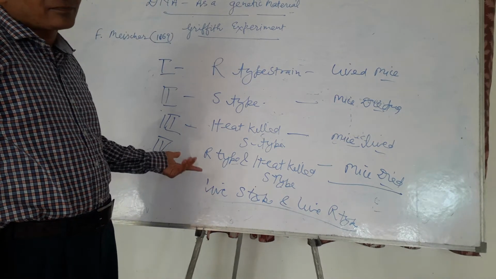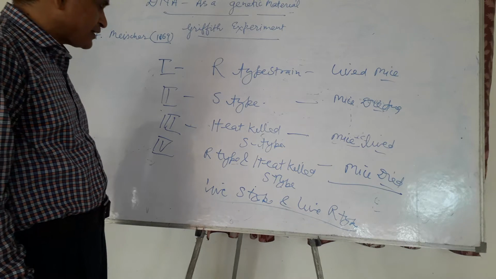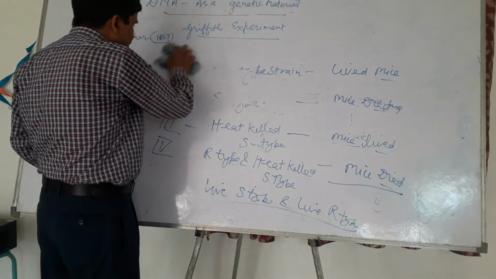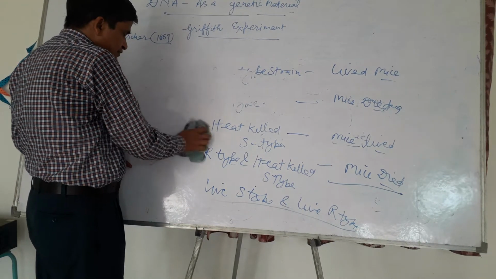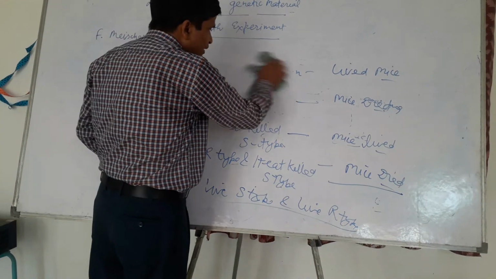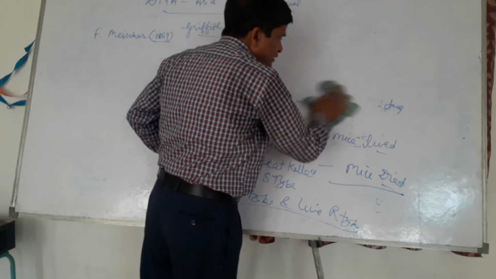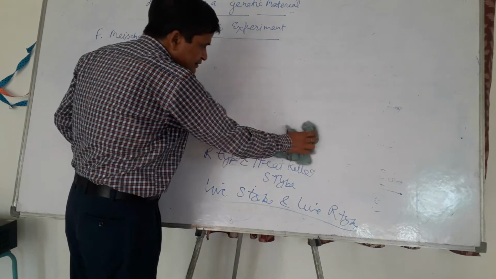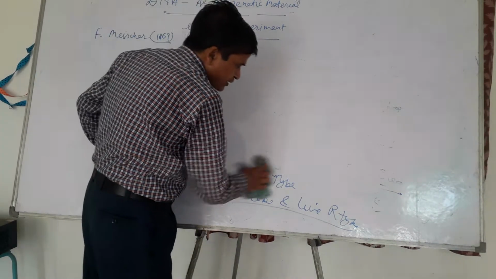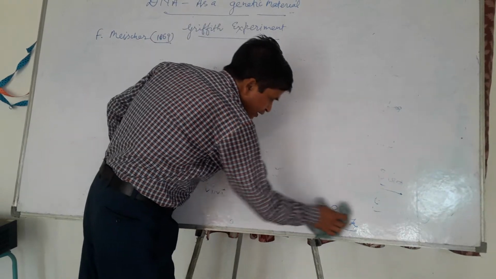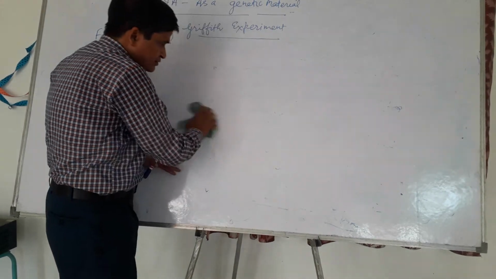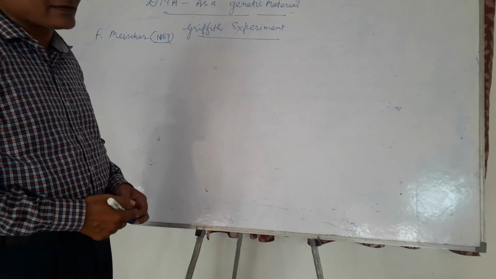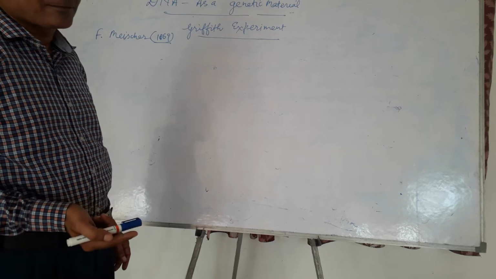The chemical nature of this factor was not identified at that time. So Griffith concluded that there was a factor responsible for the transformation of R-type into S-type, and so live S strain was identified from the dead mice. But Griffith could not prove its chemical nature, that is, DNA, protein or RNA.